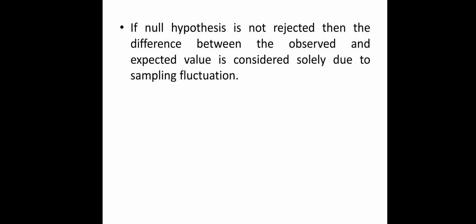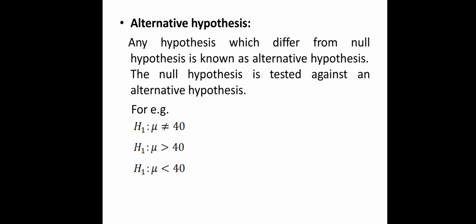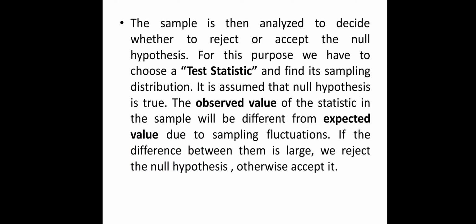So if the null hypothesis is not rejected, then the difference between the observed and expected value is considered solely due to sampling fluctuation, because the main observation in terms of test of significance is about the significant difference between the observed value and the expected value, okay. And the observed value is always calculated from the sample, and the expected value that has been considered in this particular example is 40, okay. So either it is equal to 40 or not equal to 40, that will be determined with the help of a test statistic.